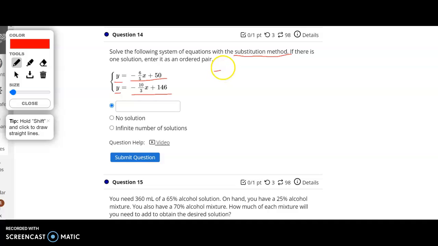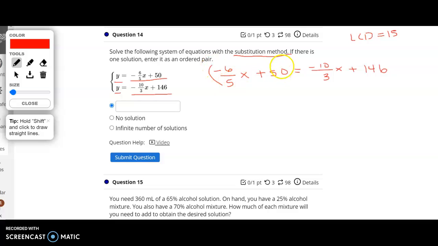So let's go ahead and do negative 6/5 x plus 50 equals negative 10/3 x plus 146. Okay? So first thing I'm thinking here, I could go either way, but let's go ahead and multiply by the LCD so we can get rid of the fractions. In this case, the LCD, again, remember it's the smallest number that 5 and 3 both go into. So in this one, it's going to be 15.